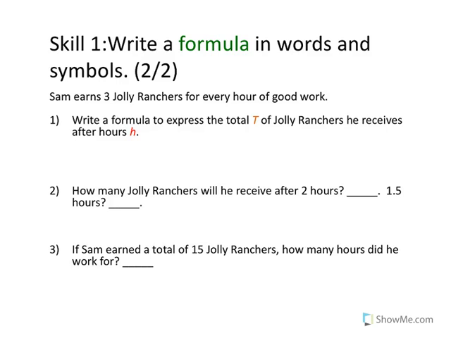So now we go into word problems. Sam earns 3 Jolly Ranchers for every hour of good work. Write a formula to express the total T of Jolly Ranchers he receives after hours H. So you have to use the variables T and H. So at this time, pause and complete these exercises.